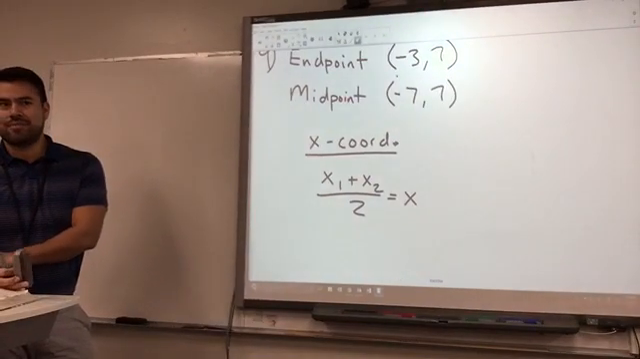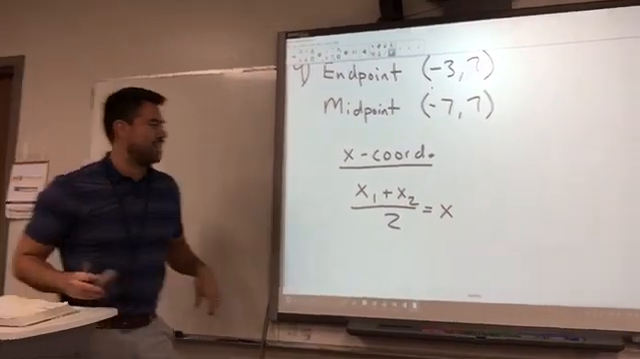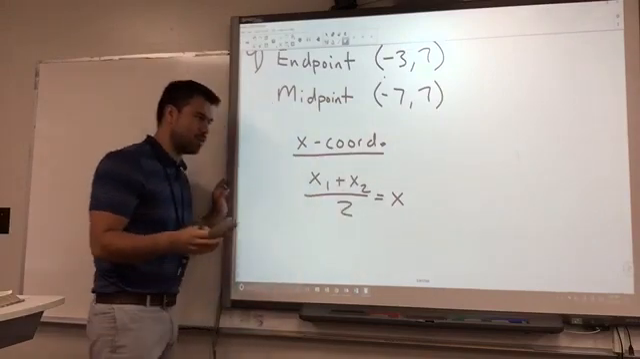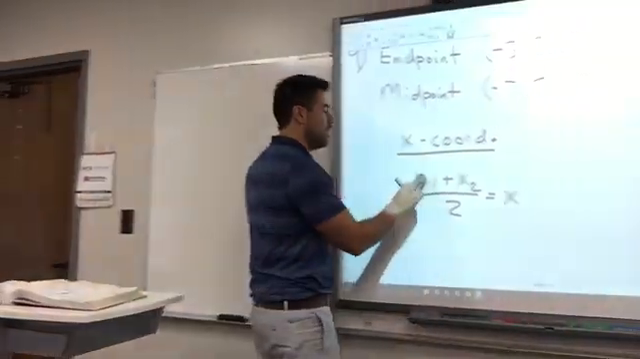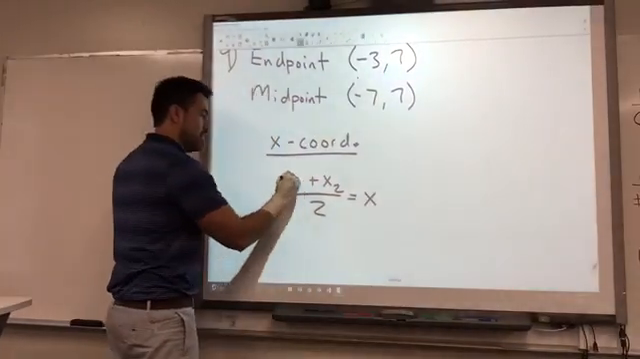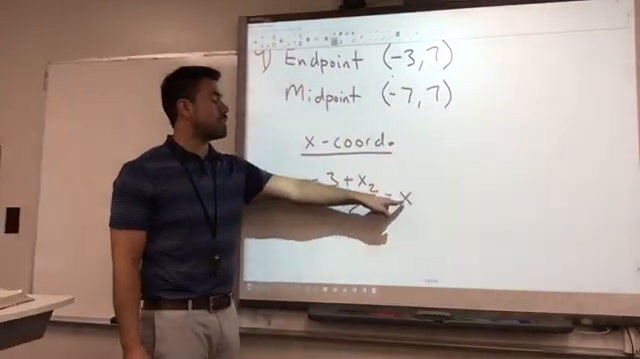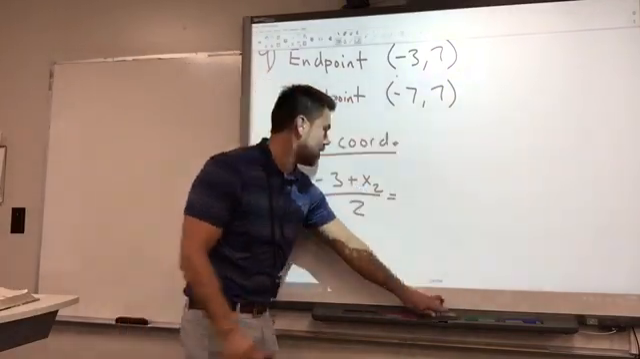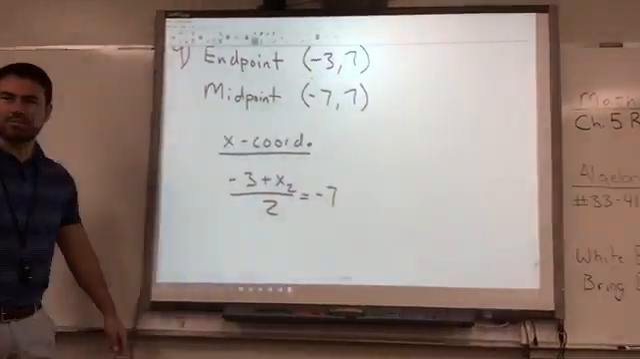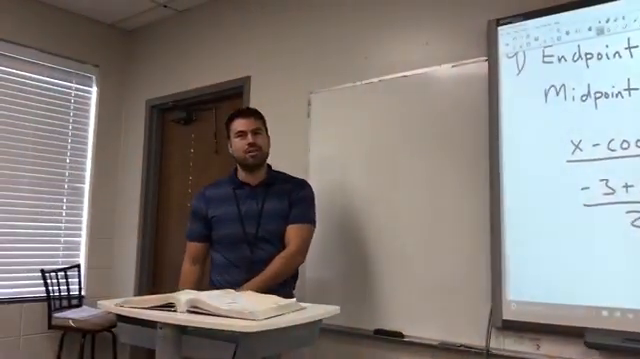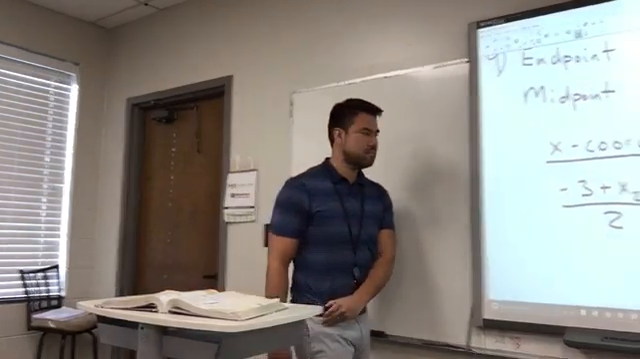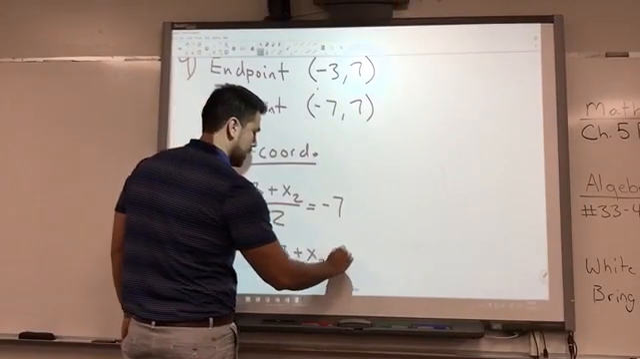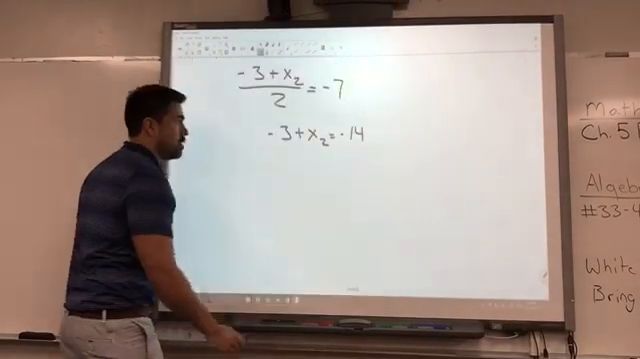Which one do you think? Either one. It doesn't matter. Because what property is going on here? That I can use x sub 1 first, x sub 2 first, or vice versa. Commutative. I'm just going to make x sub 1 -3. All right. Do I know what the midpoint x is? It's -7. So they already gave me this part right here. Can I solve for x sub 2? Is that possible? Yes, you multiply everything by 2. Multiply both sides by 2. I get -3 plus x sub 2 equals -14. Then what do I do?